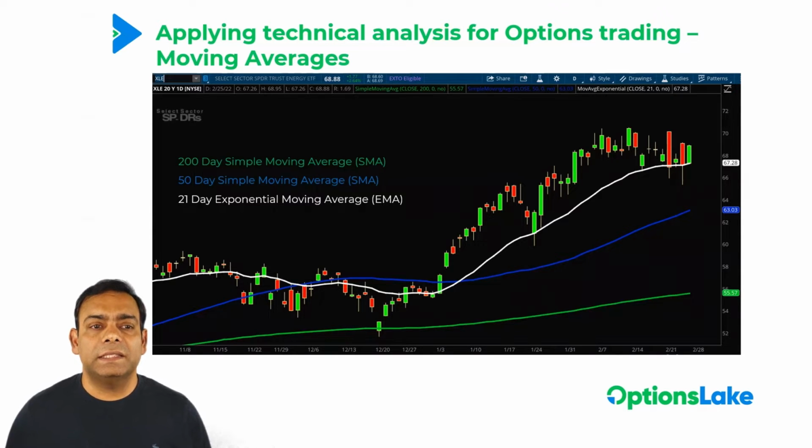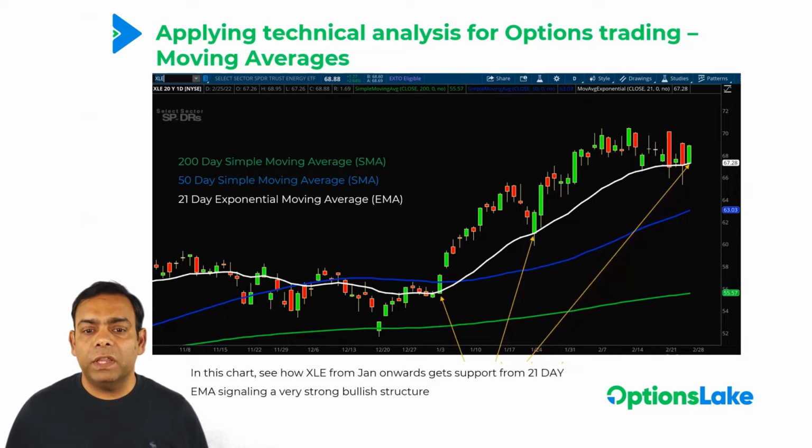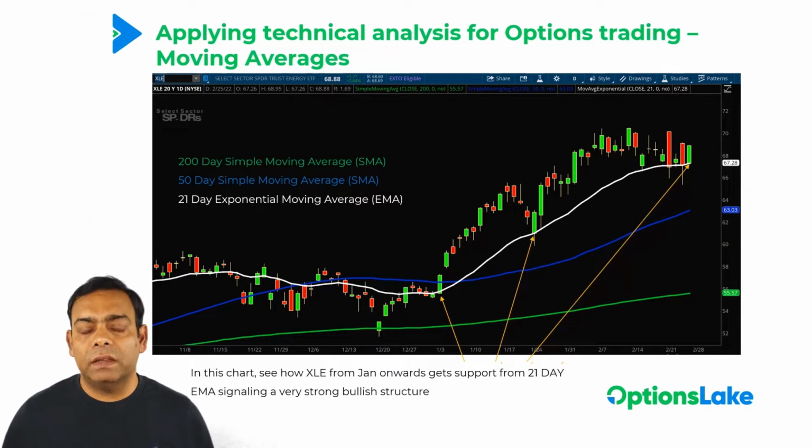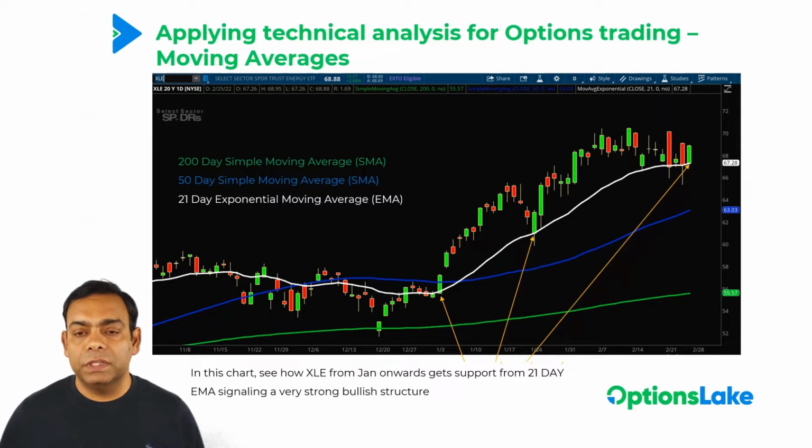So here is a daily XLE chart. As you can see, there are three moving averages denoted here. Pay special attention to the white line, which is the 21-day exponential moving average line. From January onwards, every time XLE price tries to move below the white line, the buyers have come in and taken control and pushed the price upwards. So this indicates that for this particular time frame, XLE is in a very strong bullish zone.